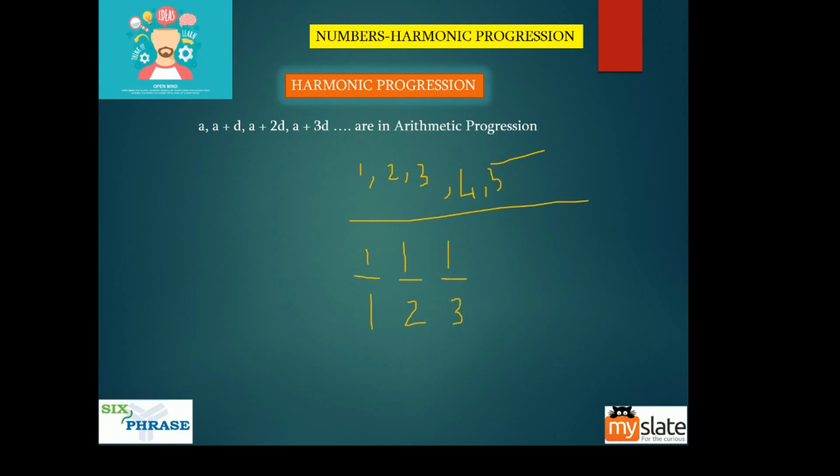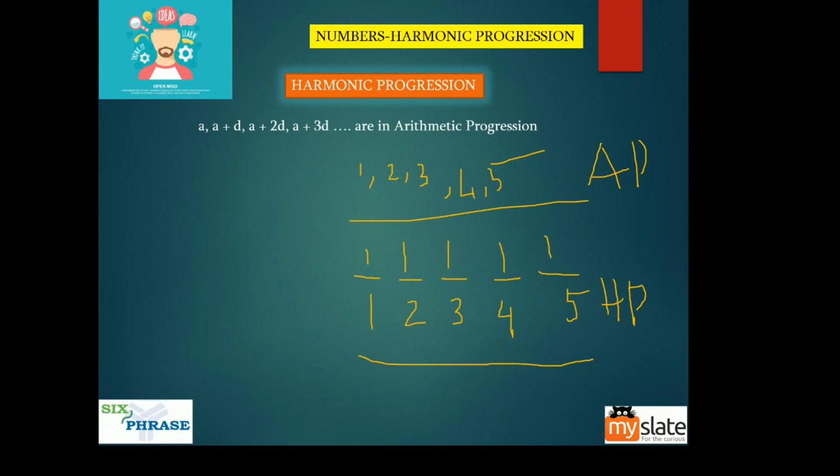5 reciprocal is 1 by 5. So all these numbers are in AP. All these numbers are in HP. Okay, guys, so this is harmonic progression. You invert numbers which are in arithmetic progression, you get harmonic progression. It is as simple as that.